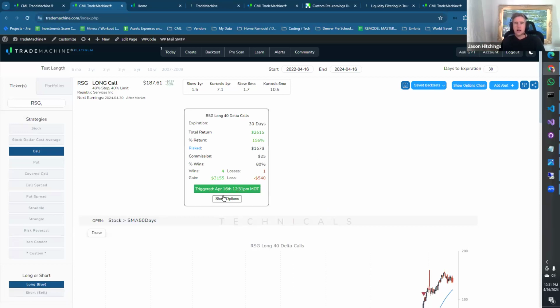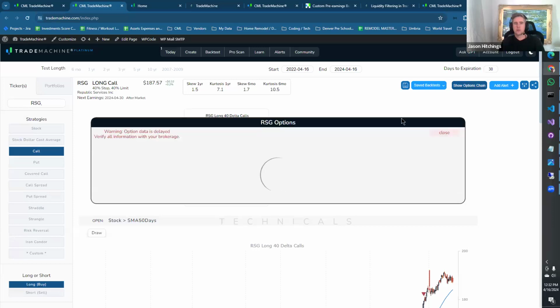Now, let's say you're not a platinum member, so you don't have this little handy show options thing. What this is saying is that this strategy is 30 days to expiration, and it's a 40 delta call. 40 delta means it's a little bit out of the money, and you're looking for something as close to 30 days in the future as possible, and you want to buy a long call.